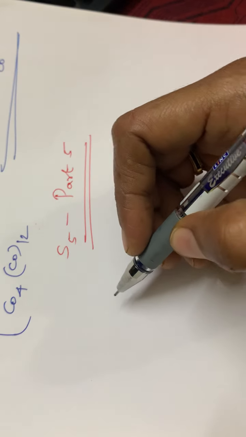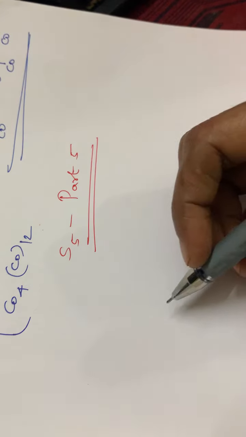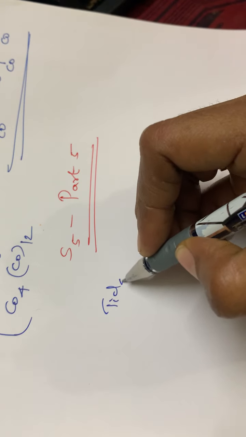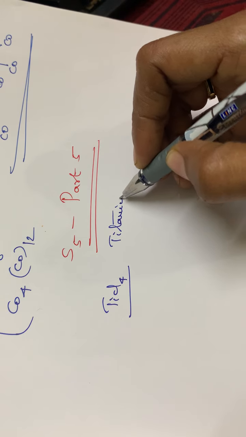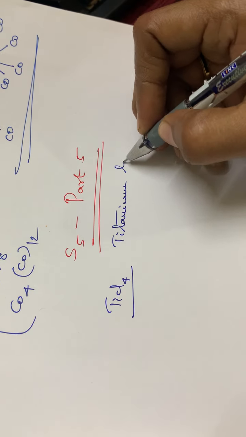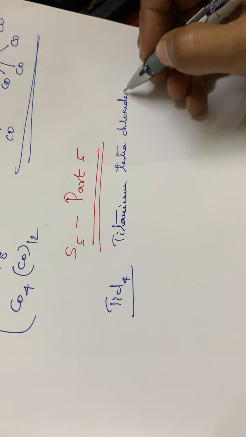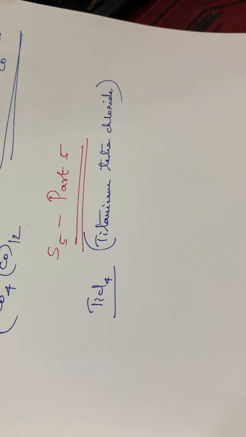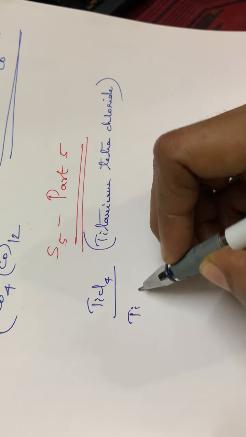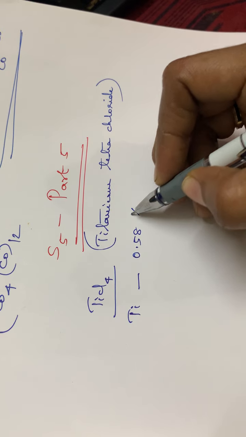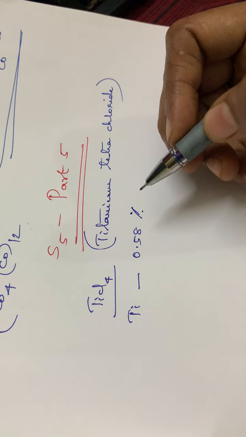The first compound you have to study is titanium tetrachloride, TiCl4. Normally, titanium is about 0.58% of the Earth's crust. Okay, 0.58% of it is present in our Earth's crust.